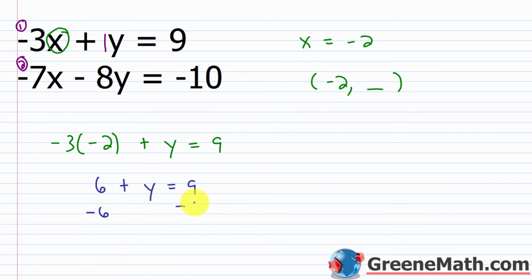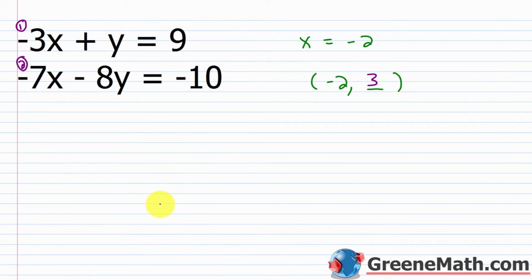Subtract 6 away from each side of the equation, and this will cancel. We'll have y is equal to 9 minus 6 is 3. So my ordered pair is negative 2, comma, 3. Let's erase all this. And so now we just want to check. We want to check an x value of negative 2 and a y value of 3 in each original equation.